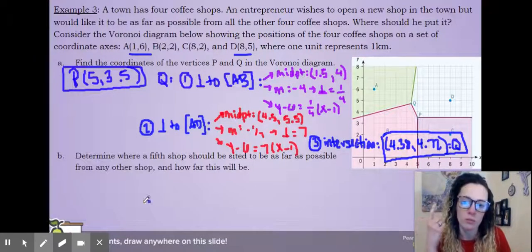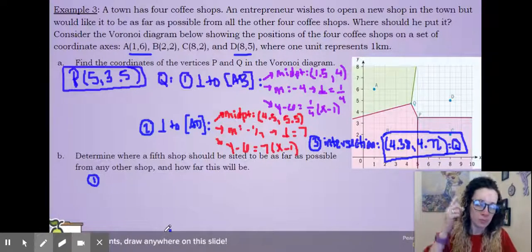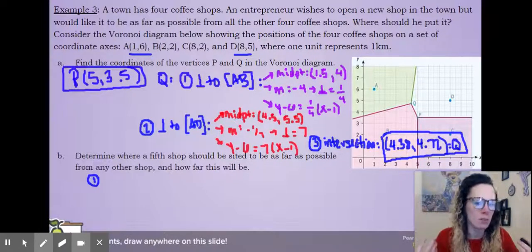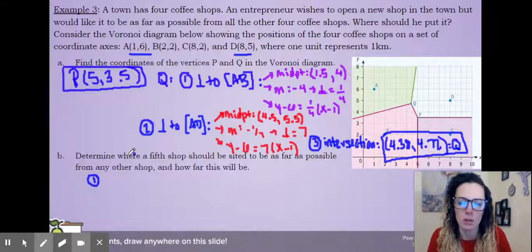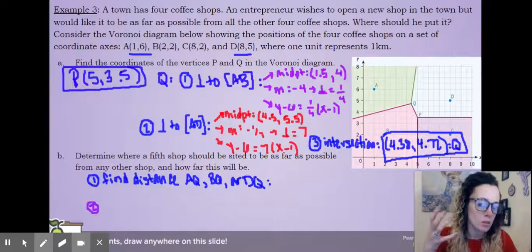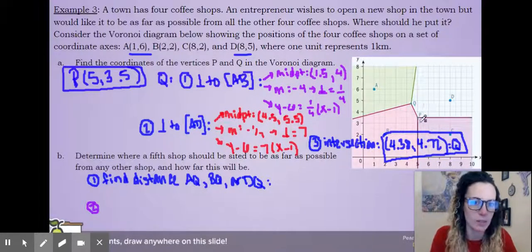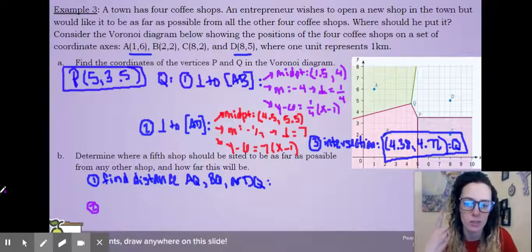So, another 2-stepper, we need to first find the distance from A to Q, or B to Q, or D to Q. If it's equidistant, you can pick any of those 3 points, A, B, or D, and it'll be the same distance to Q as the other 2. So that's going to be step number 1, because that'll get us the distance from any of those 3 points to Q. So step 2 would be to do the same kind of thing, but with P. So we would have to find the distance from B to P, or C to P, or D to P, because again, it's equidistant from all 3 of those shops already. So we just need to find one of those 3 distances.